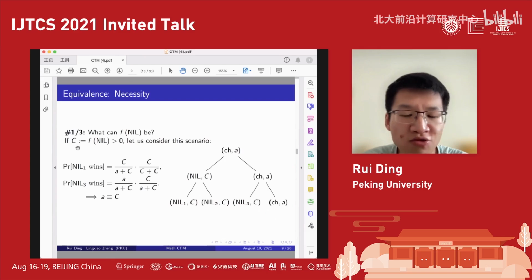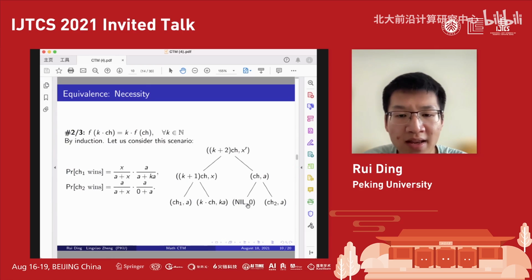This case is quite trivial. So from here on, we may assume without loss of generality that C equals 0. So now we know that f maps neo to 0. Then we are going to establish this identity. That is, f maps k times the chunk to k times f of chunk.